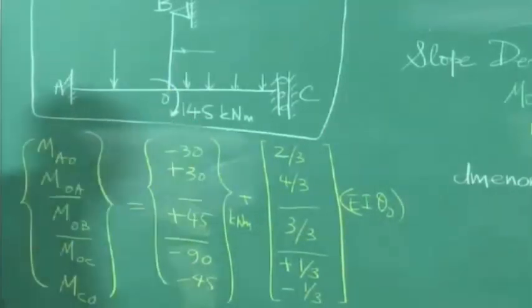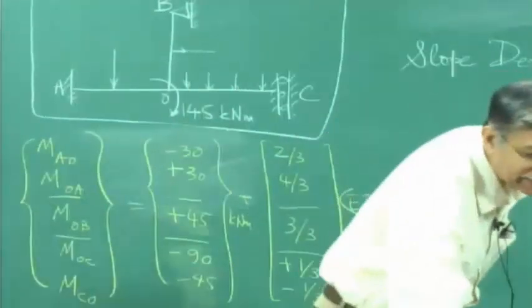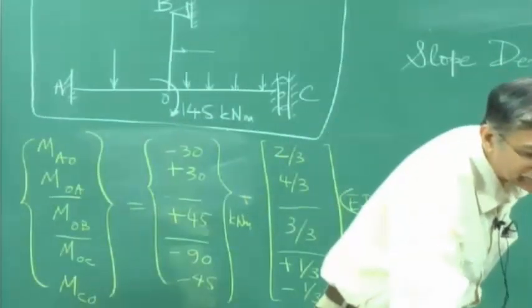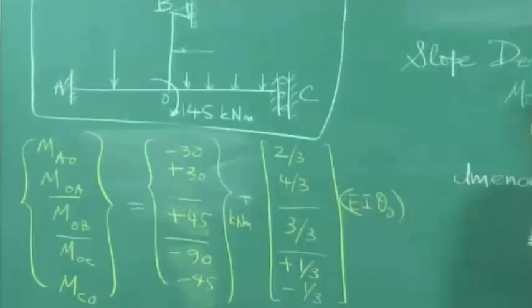So the next step is we have to write down the equilibrium equation. What's the equilibrium equation? Everything should add up here to plus 145 kilonewton meter. Do we have that here?